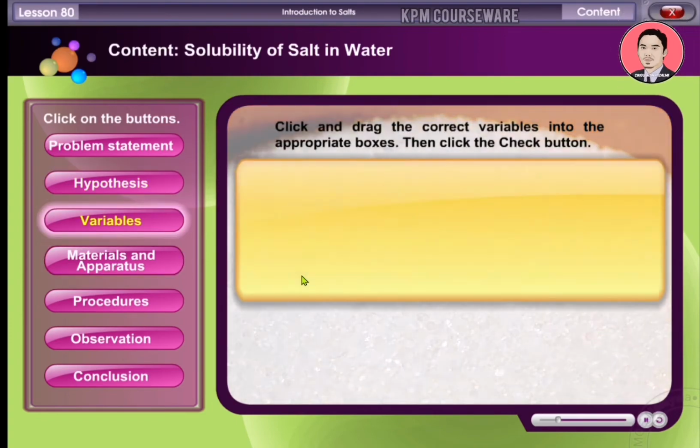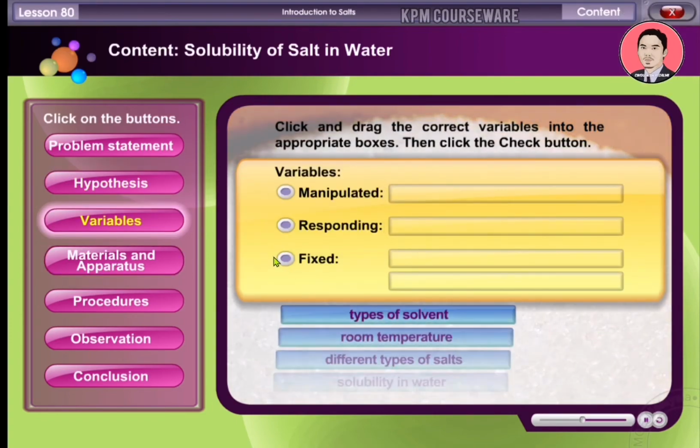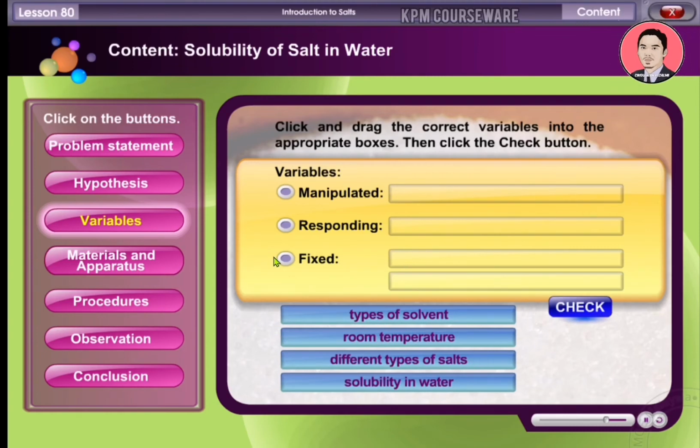Click and drag the correct variables into the appropriate boxes. Then click on the Check button.